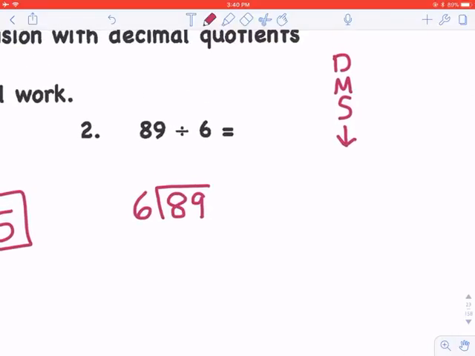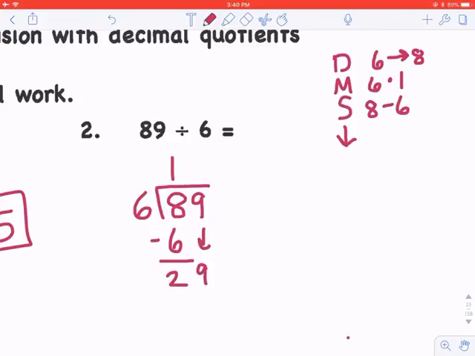So I'm starting with division, and I'm wondering how many times 6 goes into 8, because I'm looking at the first column only. 6 goes into 8 1 time. Now I need to multiply 6 times 1. That's 6. I need to subtract 8 minus 6, and that's 2. And then I need to bring down the 9. Now I'm ready to move on to my next column.